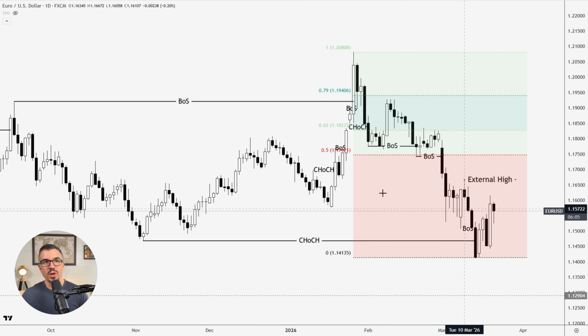And what you'll notice is that premium comes in all the way up here. This is our 50% line up here. So all the way up here is premium. This is basically what I need to see to short this market.